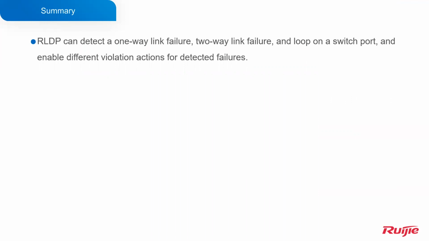And about this protocol, we should know that it can detect a one-way link failure, two-way link failure, and the loop on a switch port. Enable different actions for detected failures.